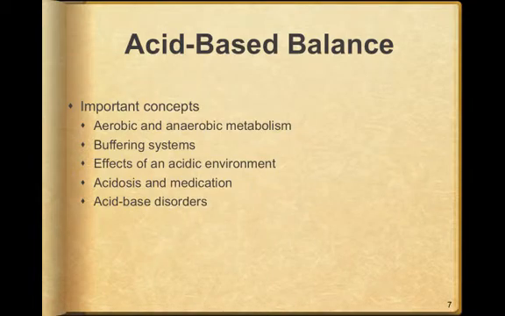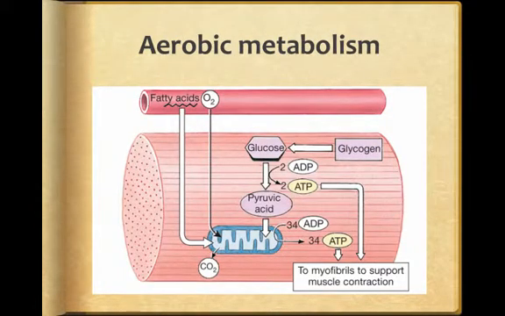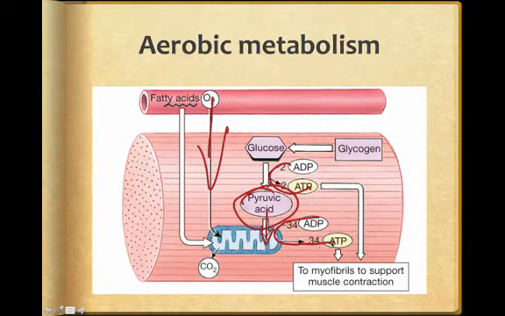Acid-base balance, important concepts: aerobic and anaerobic metabolism, buffering systems, effects of an acidic environment, acidosis and medication, and acid-base disorders. First of all, we're going to talk about aerobic and anaerobic metabolism. Aerobic metabolism means with oxygen, and oxygen comes into the cellular environment. We get glycolysis that gives us a little bit of ATP and the production of pyruvic acid. This goes into the mitochondria, and then we make a whole lot more ATP with oxygen.